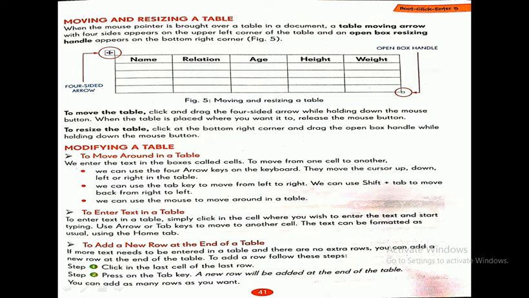We can use the four arrows on the keyboard. Or another method is we can use the tab key. We can use the tab key to move from left to right, or if you want to move from right to left, then we can use shift plus tab. We can use the shift plus tab to move back from right to left.